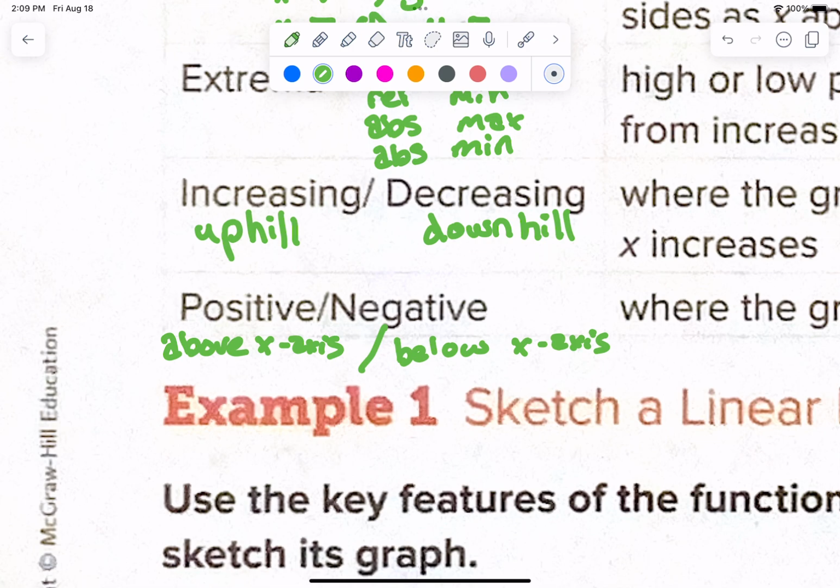It's still increasing, right? It's still going uphill from left to right. But it is negative because it's below the x-axis. Make sense? So don't get them confused. Okay? Let's do the other one.